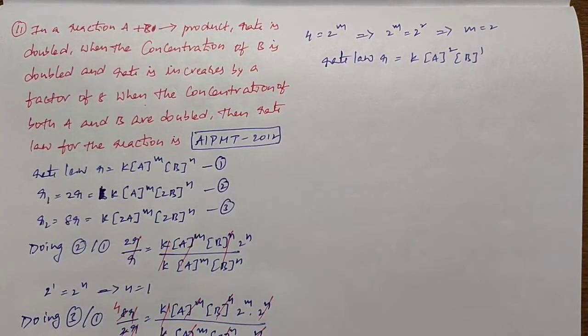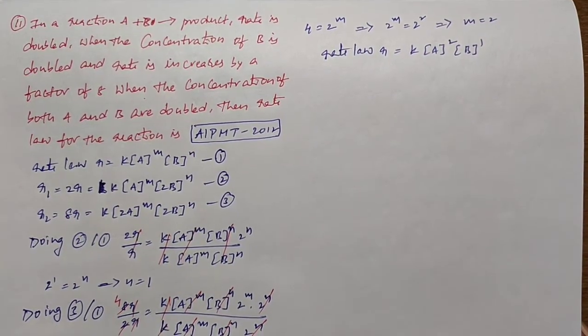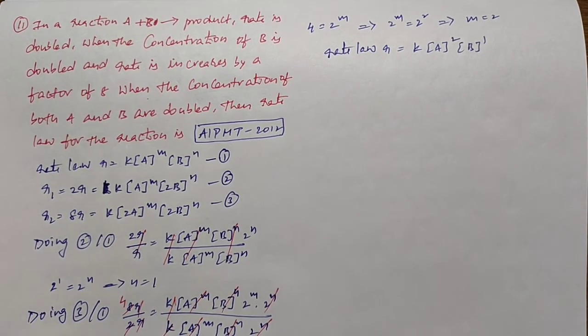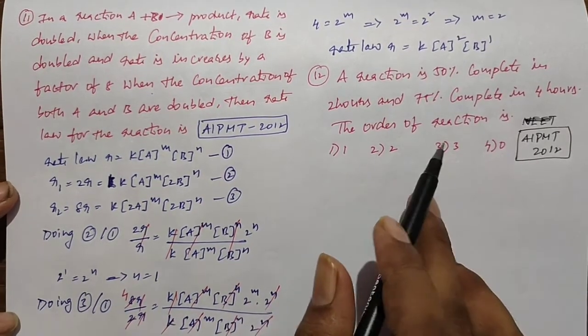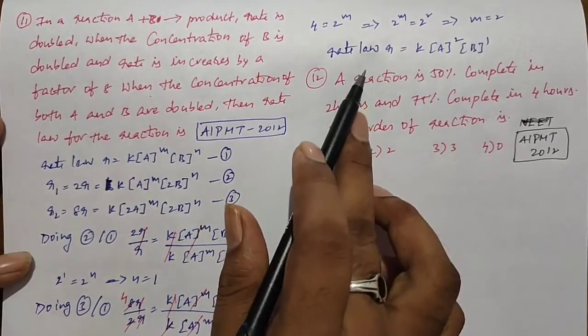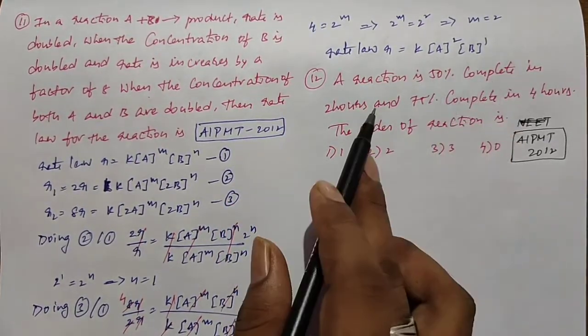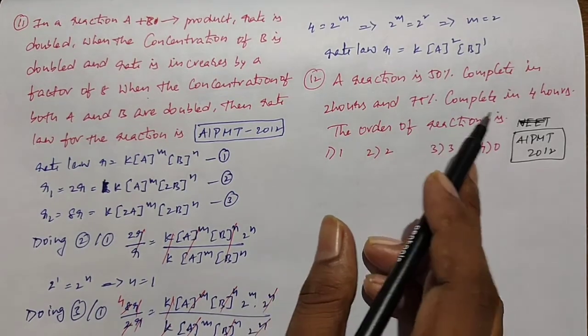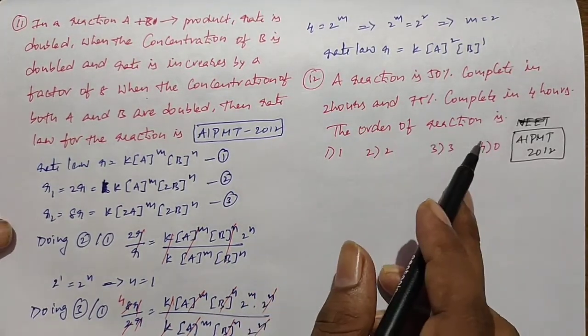So this is the way to find the rate law of a given reaction based on the information. This is the next problem. This problem is given in All India Pre-Medical Test 2012 paper. So when you see the problem, a reaction is 50% completed in 2 hours and 75% is completed in 4 hours. The order of the reaction is.